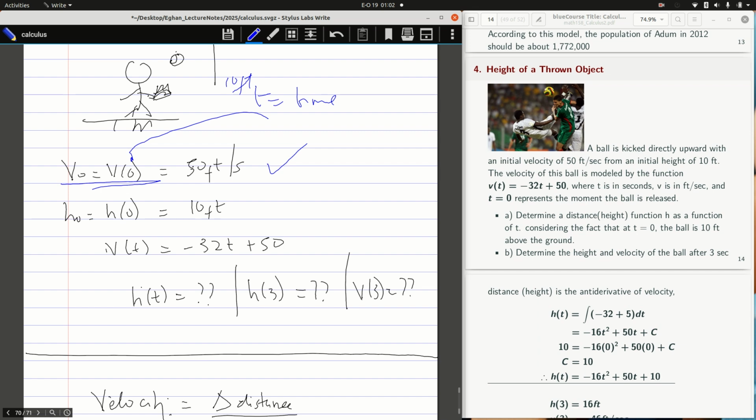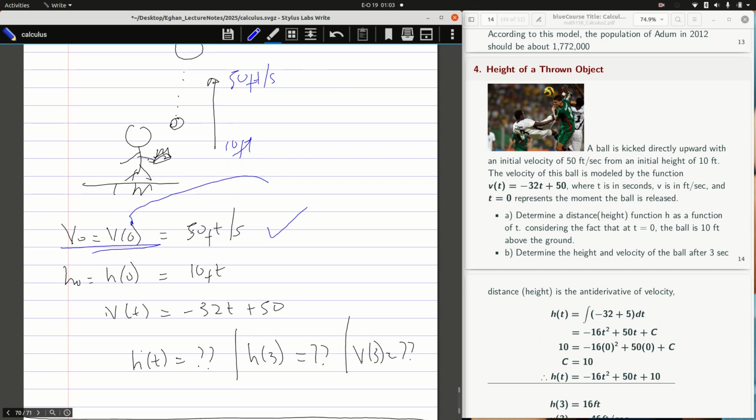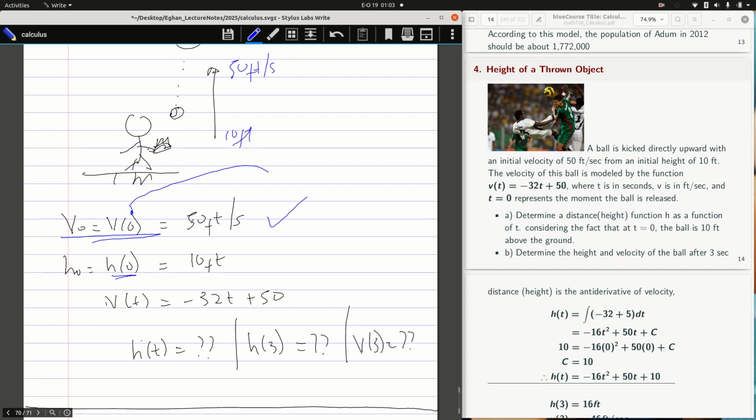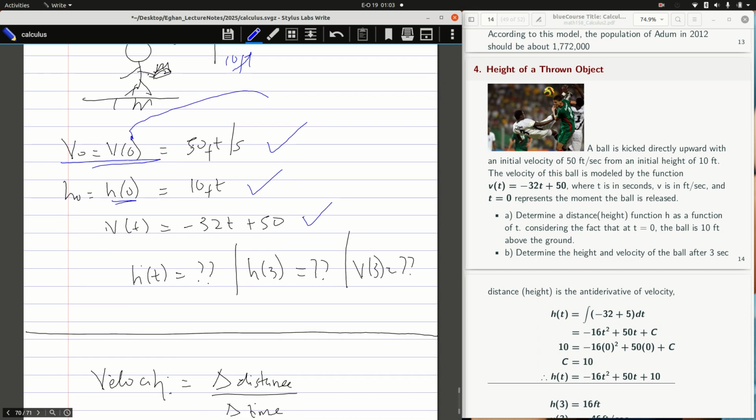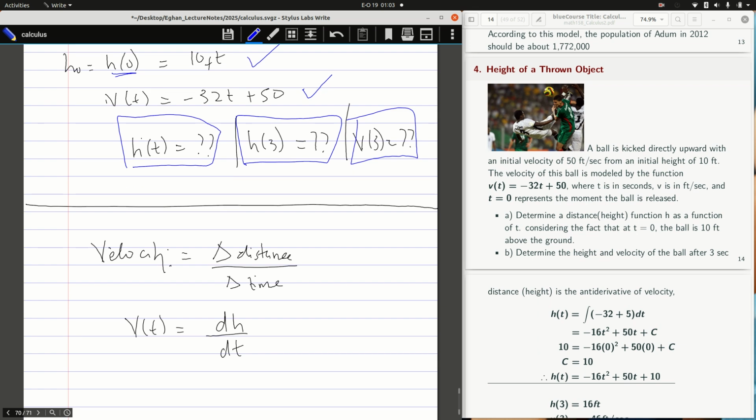I hope my handwriting has not been bad. Okay, so h naught, or h at 0, was 10 feet, and the velocity at any given time was given by this model in seconds. The question says A, determine the distance function at any given time, h of t. When you are done, determine the velocity and then the height after 3 seconds. You want to determine the height of the ball after 3 seconds, and the speed at which the ball is moving after just 3 seconds, not minutes. In football the ball will not be in the air for a minute. It's just a few seconds, and then by gravity the ball falls unless someone hits it.